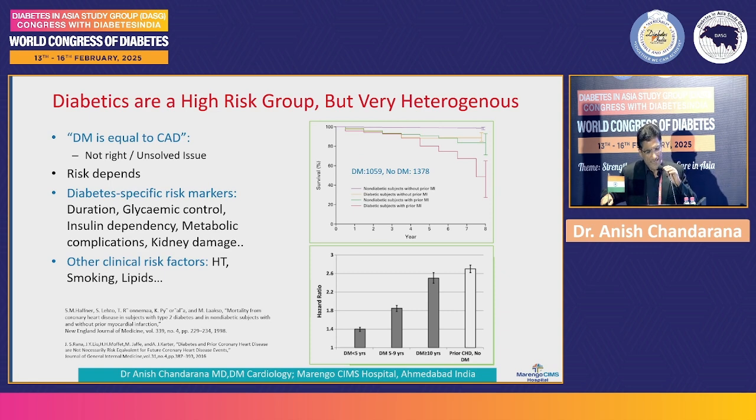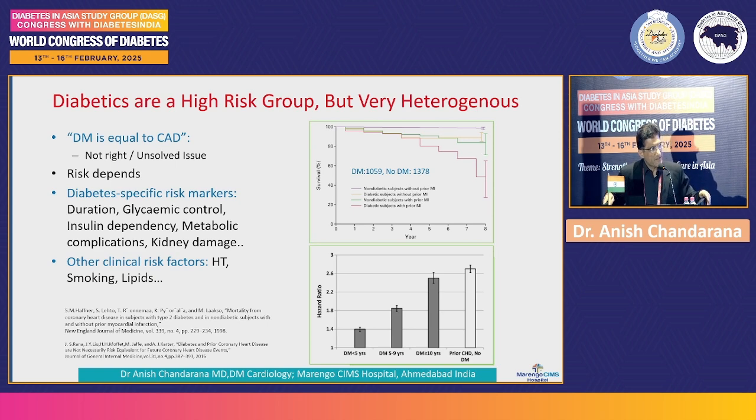Now we all know that diabetics are a high risk group, but they are very heterogeneous. Previously in the late 90s or early 2000s, we came to a dictum that diabetes is equal to coronary artery disease, meaning that everybody with diabetes should be considered risk equivalent. But subsequently that was negated by multiple data showing that every patient with diabetes doesn't carry the same risk.